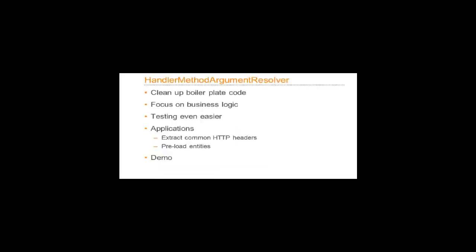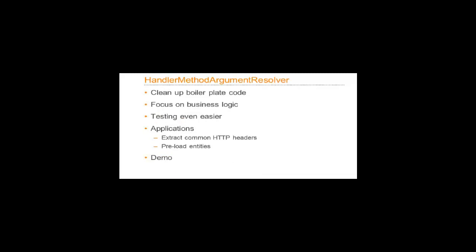Yes, I got this. So the next thing, not next, wait, one more thing. Interceptors. Handler method argument resolver. This is something that's been renamed in the recent version of Spring. It's messed me up a little bit because we're still on a couple versions back. It used to be called Web Argument Resolver. Now it's called Handler Argument Resolver. And this is cool. Another way to clean up boilerplate code and focus on business logic. It makes testing even easier.